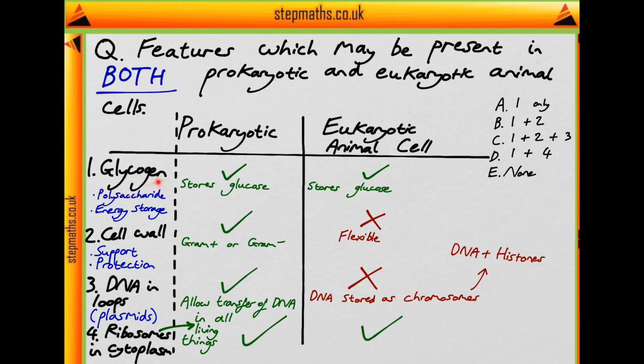Therefore, we can see that feature 1, glycogen, is found in both prokaryotes and eukaryotic animal cells, and feature 4, ribosomes in cytoplasm, is found in both prokaryotic and eukaryotic animal cells. Therefore, the option which this satisfies is D, 1 plus 4. So our answer is D.